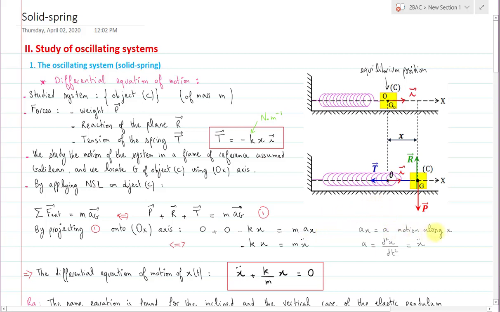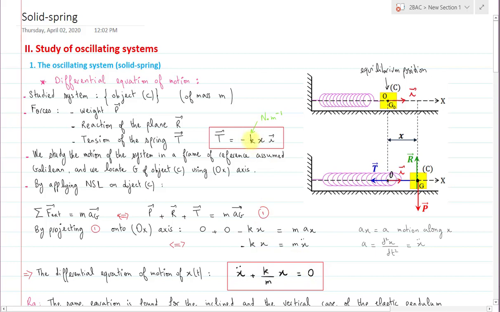And since the motion is along the x-axis, a_x is equal to a. And we remind you that a is the second derivative of x with respect to time, which we can represent by x double dot, so that the equation is lighter. So we replace it here, and then rearranging, we obtain a differential equation, which is the differential equation of motion of x of t: x double dot plus k over m times x is equal to 0.